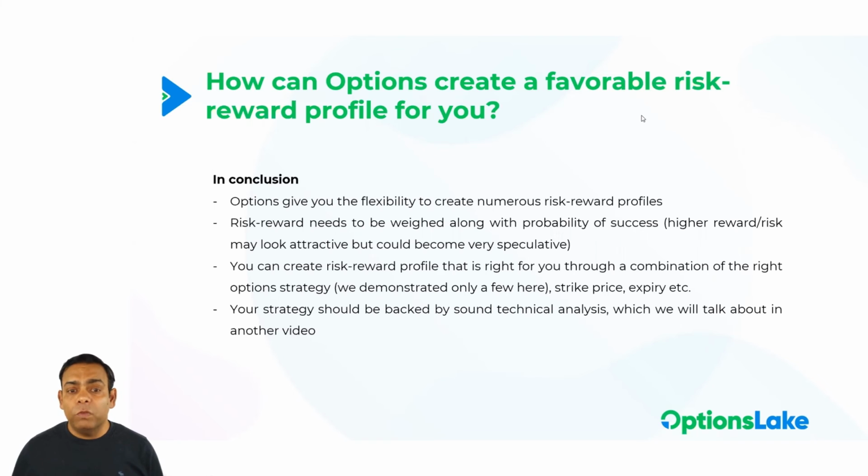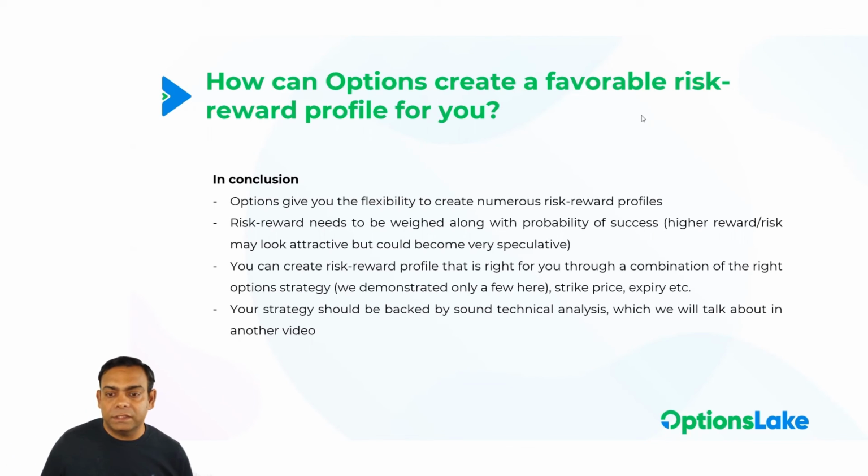The risk reward needs to be weighed along with the probability of success, right? Because a higher reward to risk may look attractive, but could become very speculative. You can create a risk reward profile that's right for you through a combination of the right option strategy, we just talked about a few examples here, in combination with strike price, expiry, etc. And your strategy should be backed by sound technical analysis.